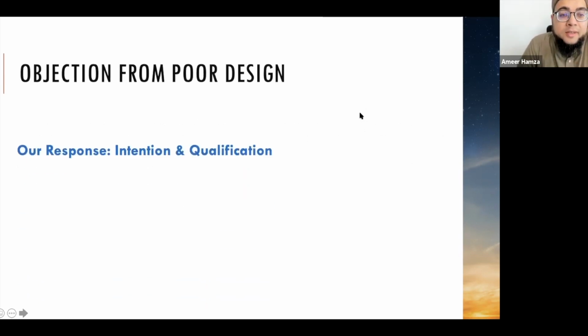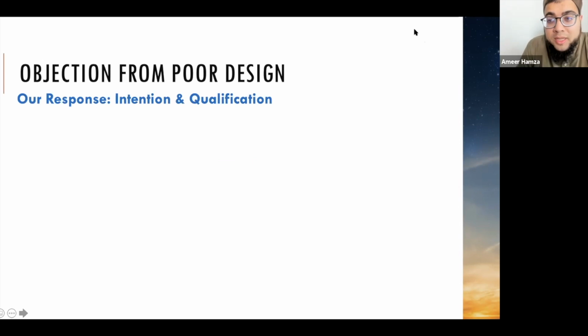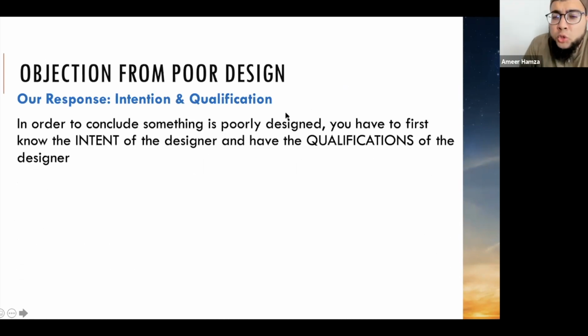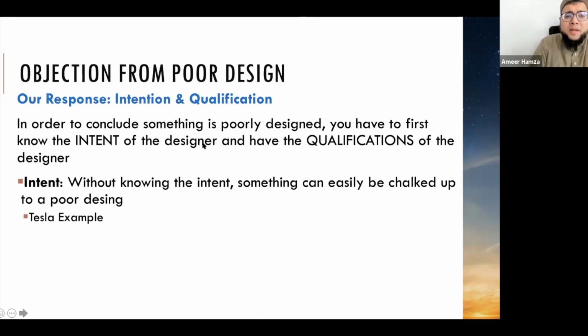The first is our response from intention and qualification. Here we go. The response goes like this. In order to conclude something is poorly designed, you have to first know the intent of the designer and have the qualifications of the designer. What do I mean by this? What we mean by intent is that without knowing the intent, something can be easily chalked up to a poor design.